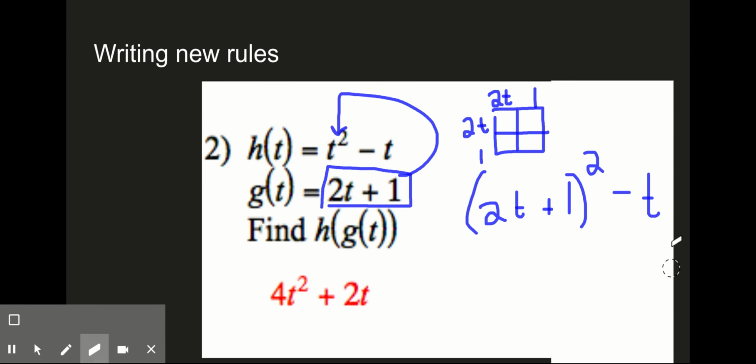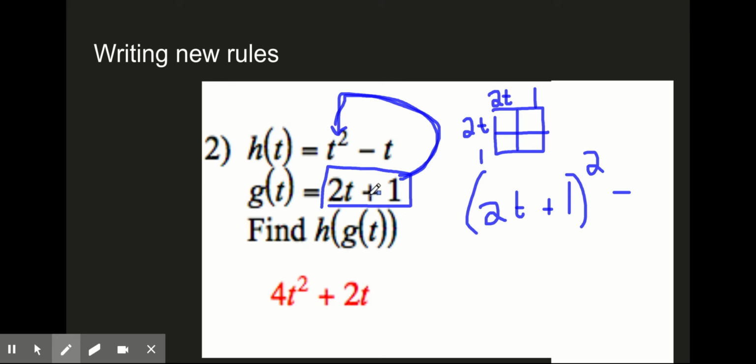Ooh, and I love when I catch mistakes in the middle of even my own videos. All right, we'll turn this into a learning moment. What did I forget to do? I was getting ahead of myself and saying, yeah, I'll just put this here. But if this is becoming the new input, it also needs to replace this. So it's minus another 2t plus 1. I'm glad I caught that.